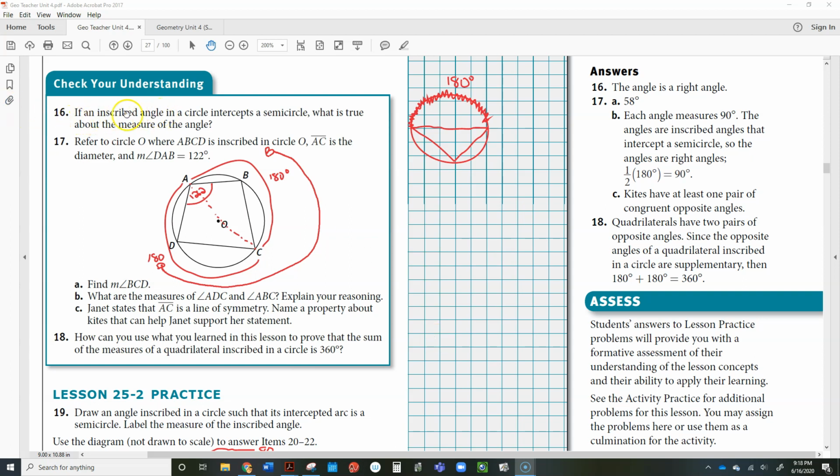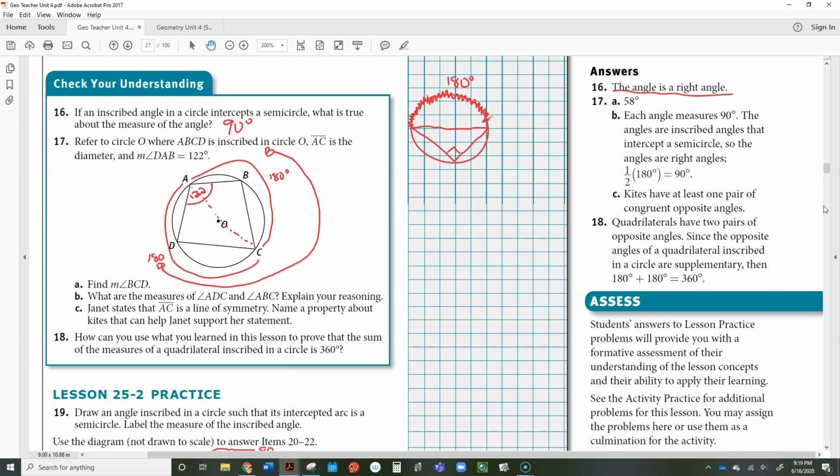So if an inscribed angle in a circle intercepts a semicircle, so I have it right here, there's the inscribed angle, its vertex is on the circle, and it intercepts that semicircle. So that arc, the fuzzy arc that I drew right there, is 180 because it's a semicircle. How much is the angle? Half of 180 is 90. So it's 90 degrees, and it says so right there. The angle is a right angle.